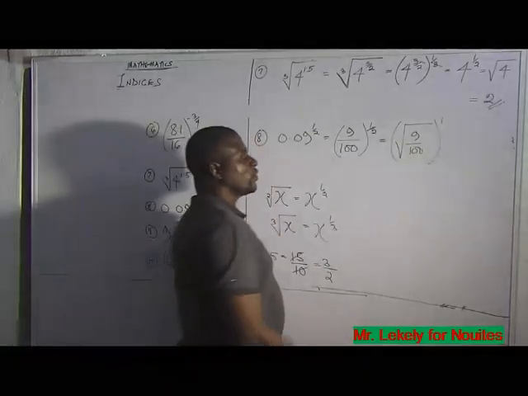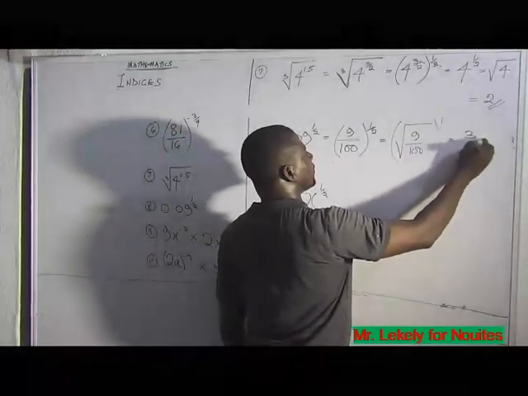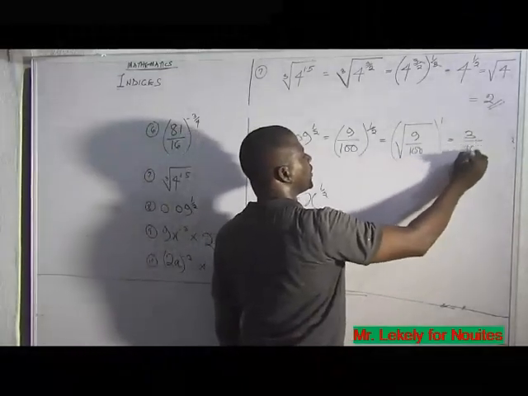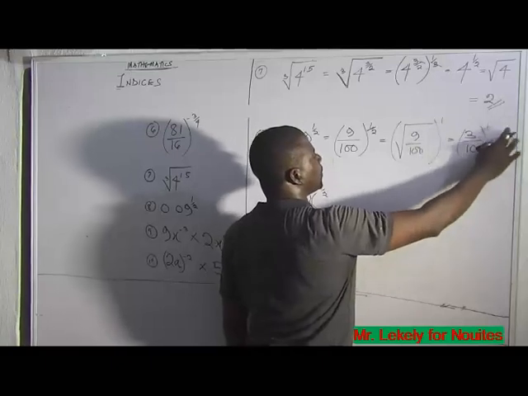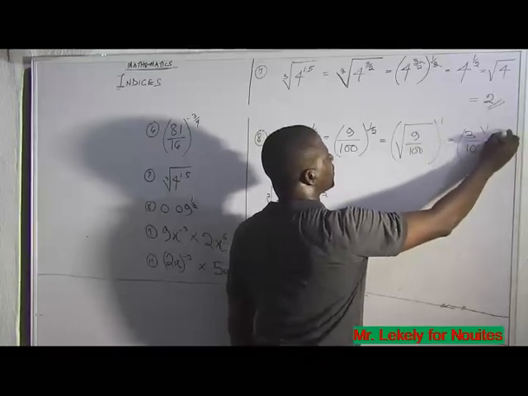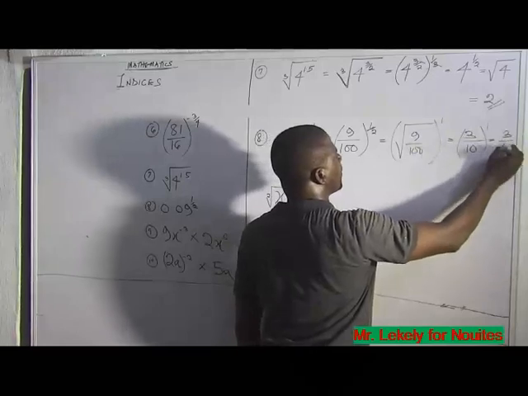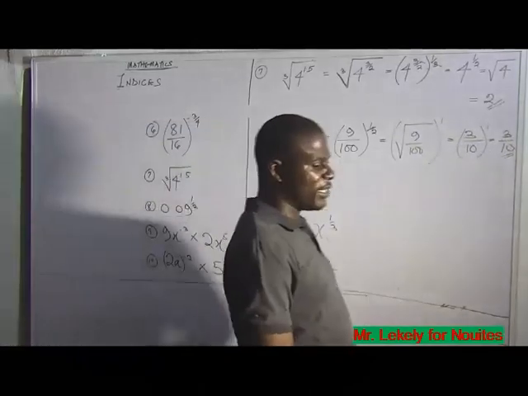So what is the square root of 9? It is 3. What is the square root of 100? It is 10 raised to power 1. Since 3 raised to power 1 is 3, 10 raised to power 1 is 10. So the final answer is 3 over 10.